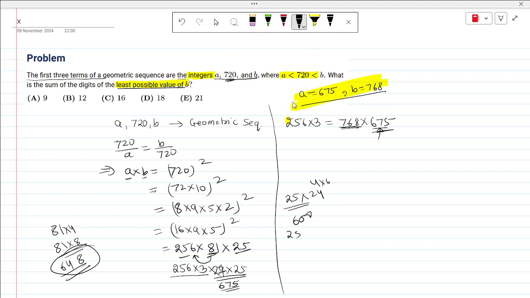It is very easy, you can clearly visualize it by performing very few trials. By performing very few trials, you can understand that the numbers would become 768 and 675. Okay, so there could be other solutions.